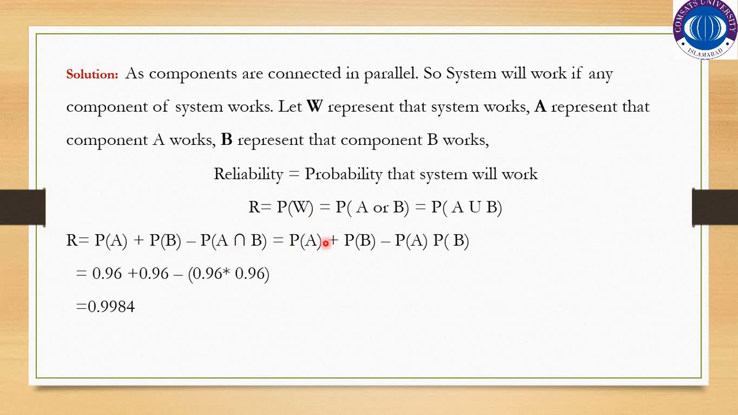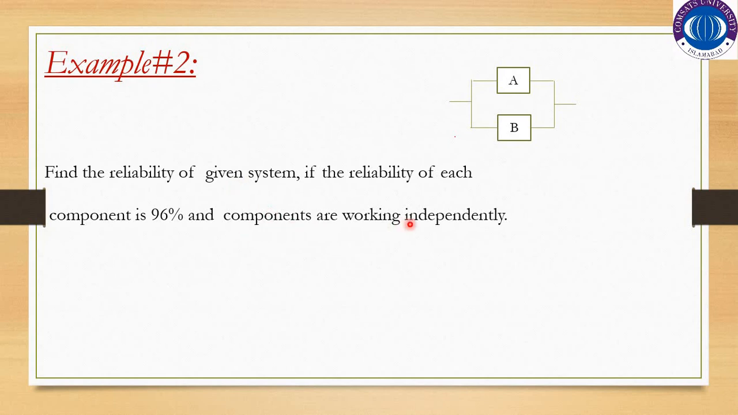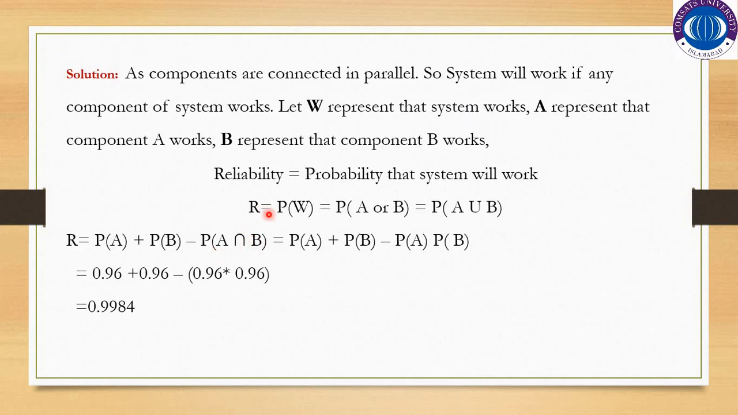Now, we know the probability of A, we know the probability of B. What about this probability A intersection B? This can be found from the statement that components are working independently. If the components are working independently, by the multiplicative law, probability A intersection B would be equal to probability of A into probability of B. So by substituting, as we know that each component is working with probability 0.96, it is 0.96 plus 0.96 minus 0.96 into 0.96, which would be equal to 0.9984. This is the probability that the system will work.